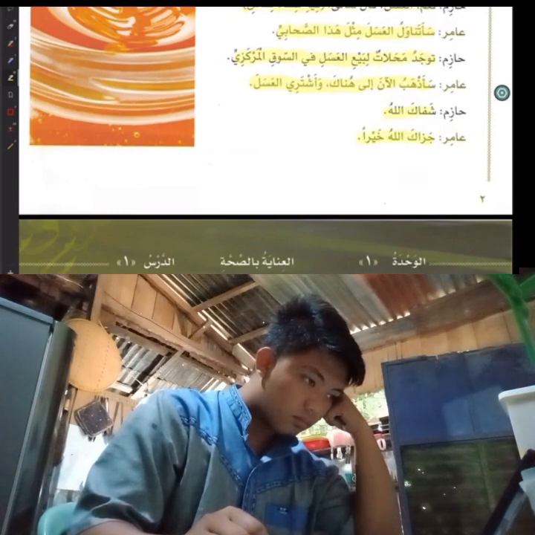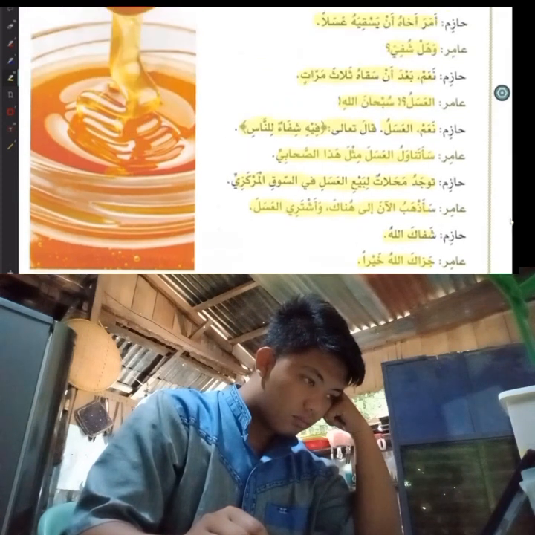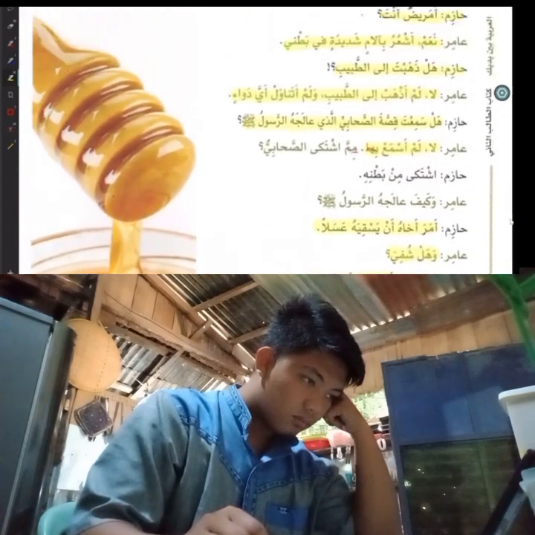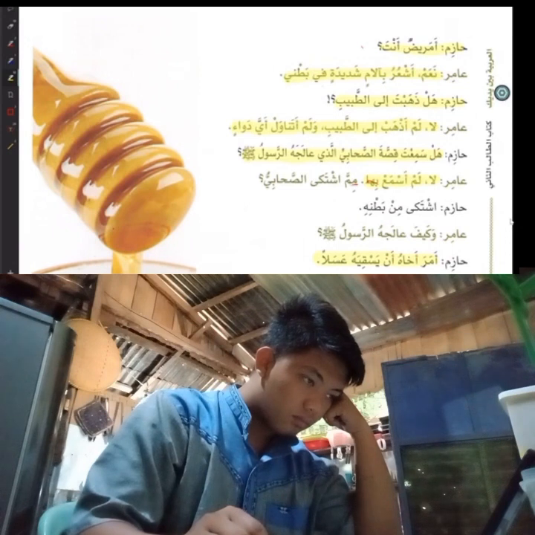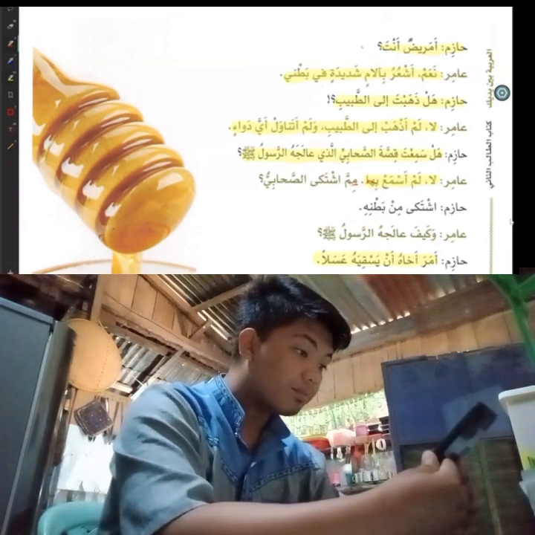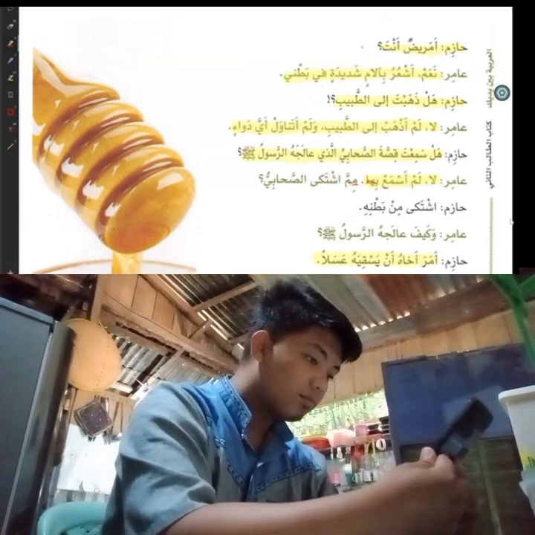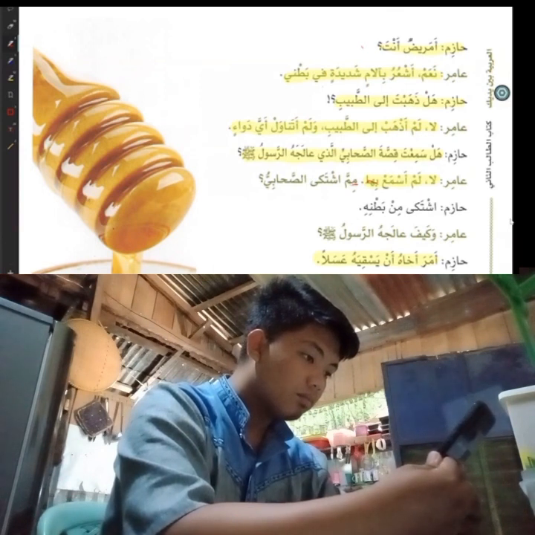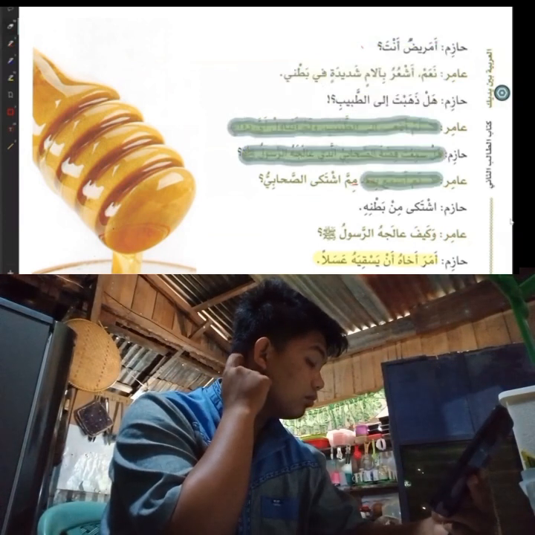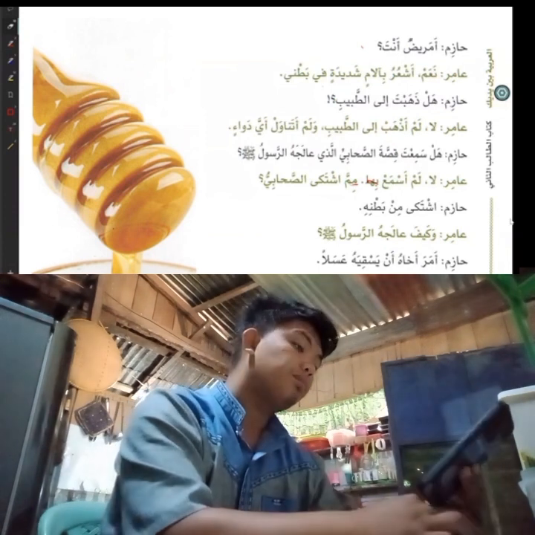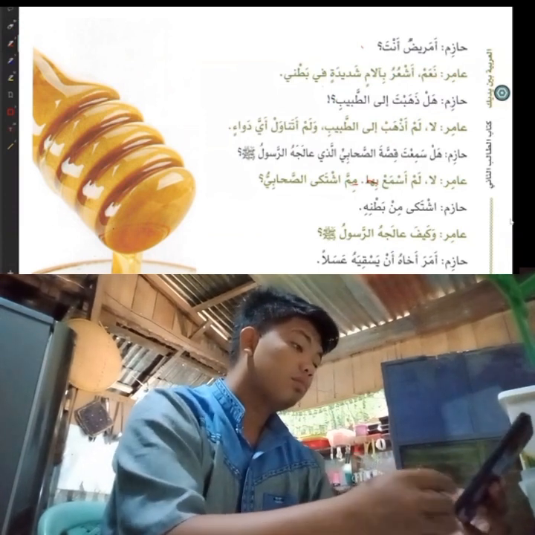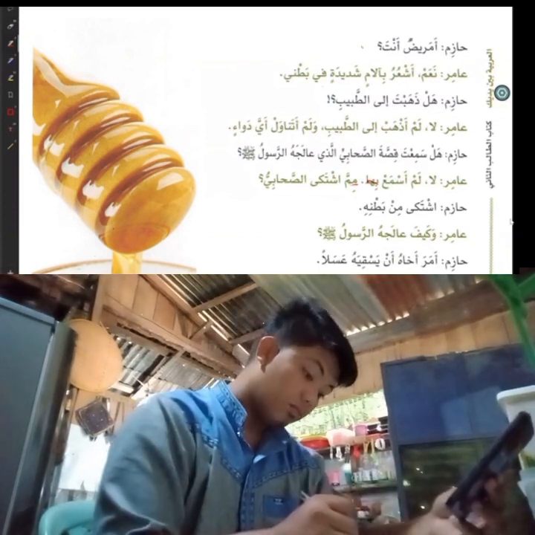بسم الله. Okay, so as you can see, there are some changes that have been made in the new edition, so that's fine. We can go through them. So the conversation starts with Hazim saying, "Amaridun anta." So Hazim is saying, "Amaridun anta."